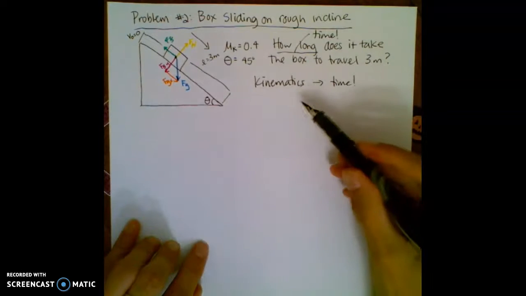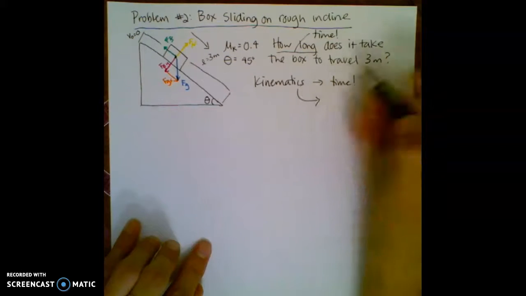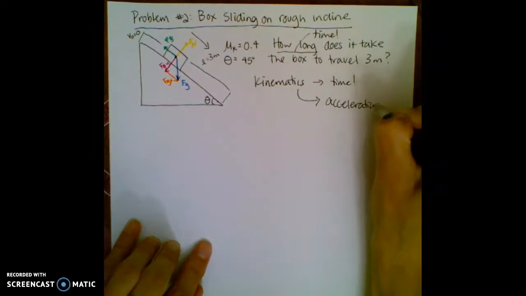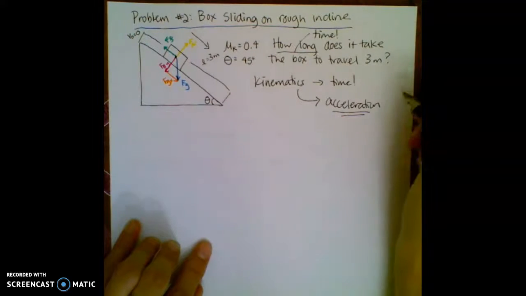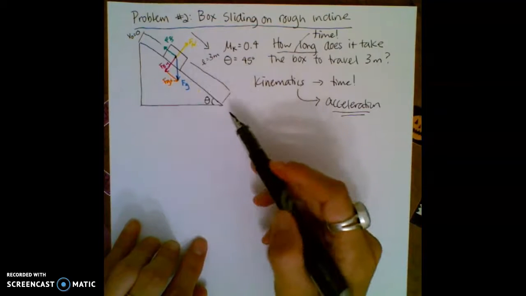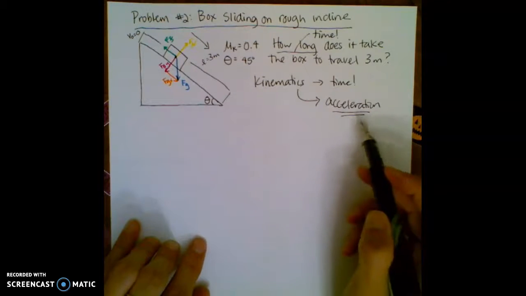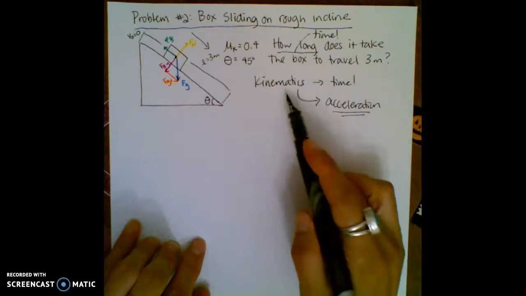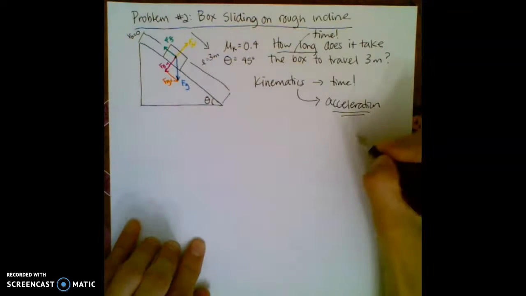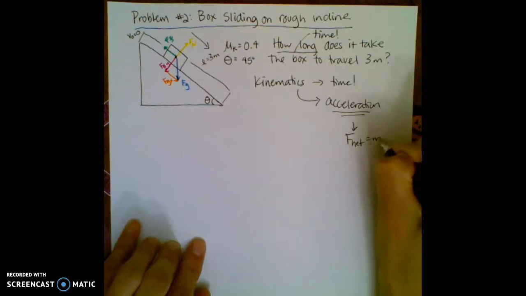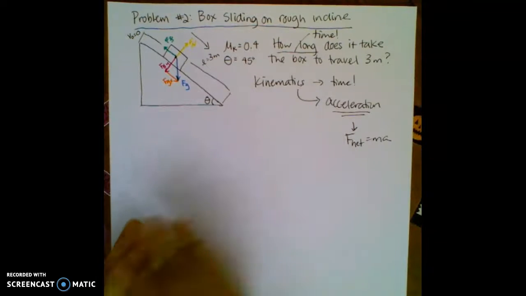But in order to use kinematics, I need to find the acceleration of the box first. Okay? Because I know it's on an incline, I know it's going to accelerate. I need that for kinematics. So I can't use kinematics to find the acceleration. And in this case, I'm going to have to use F net equals ma. All right. So let's get started.